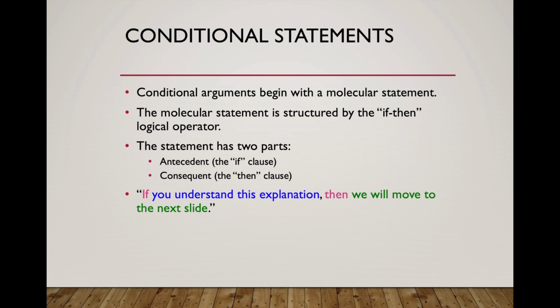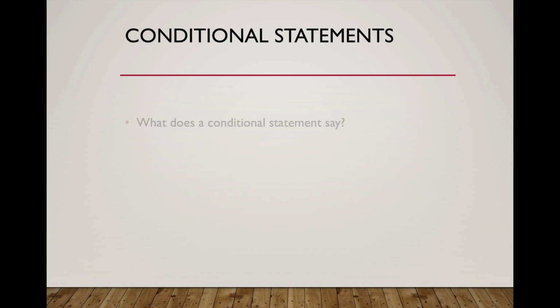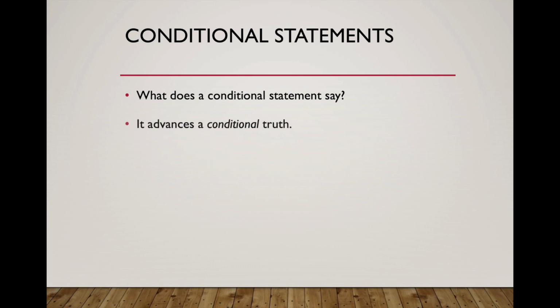So we have the antecedent and the consequent, which are the parts of the conditional statement, a molecular statement, and that serves as the first premise of a conditional argument. So what does a conditional statement say? It advances a conditional truth. It doesn't assert or affirm that something is true, but it gives us the condition under which something could be true or might be true.